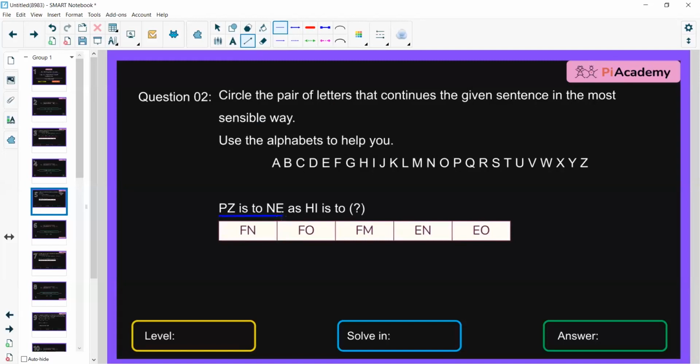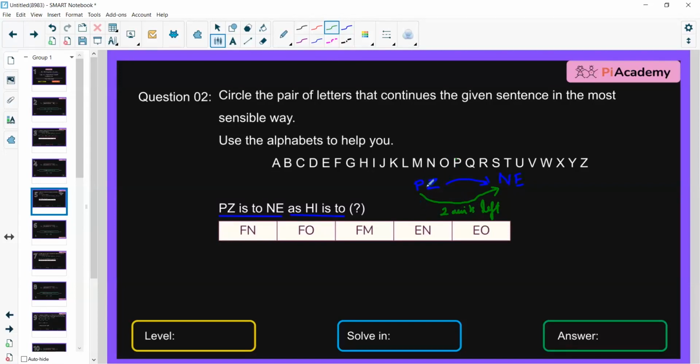PZ is to NE as HI is to question tag. What do we mean by is to, guys? It's just like a ratio, isn't it? When we use it in mathematics, is to is nothing but a ratio. So what we have is PZ to NE. Now what we need to find is some pattern rule which is making P move to N, and Z move to E. Okay. So let us see what happens when P is moved to N. So this is our P and this is our N. So what is happening in this change? You are going 2 units back, isn't it? 2 units, or 2 alphabets, to the left, from P to N.